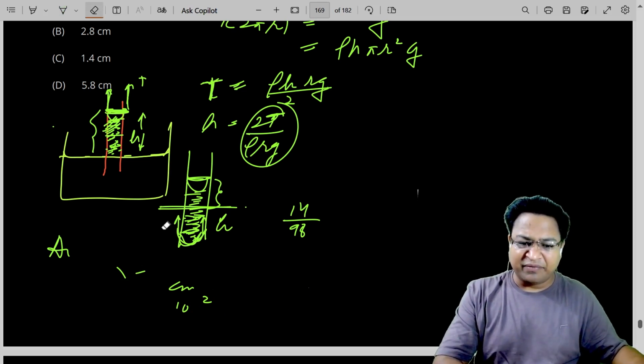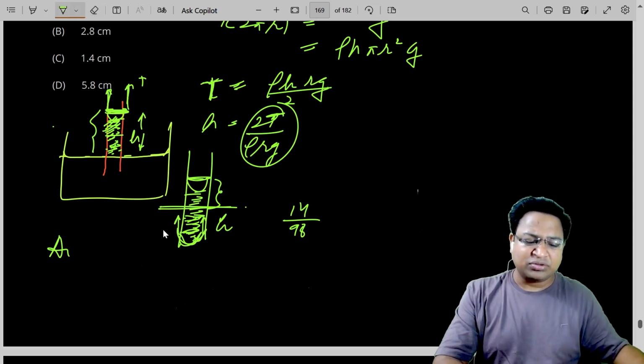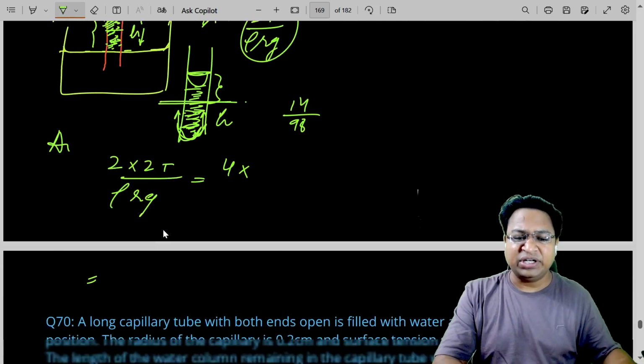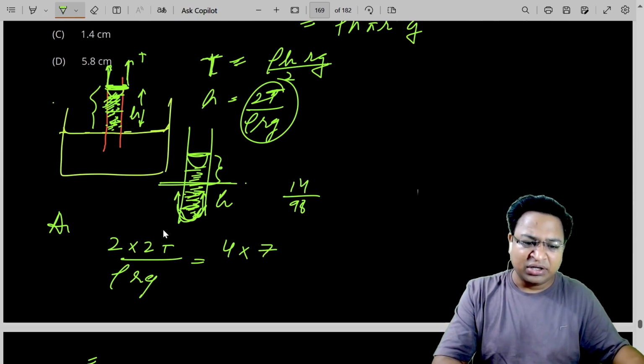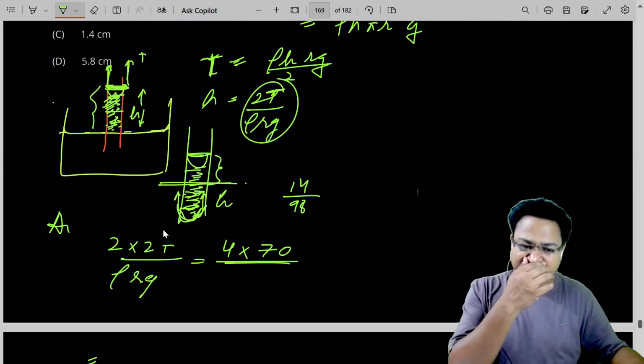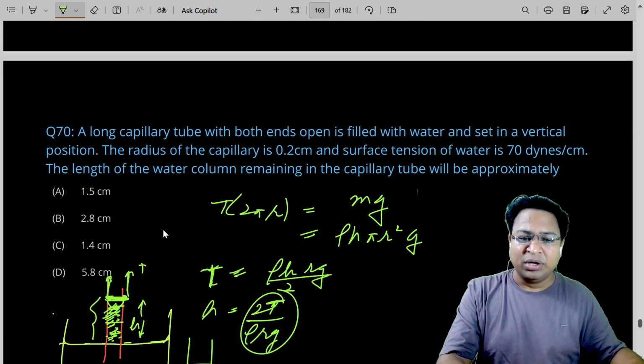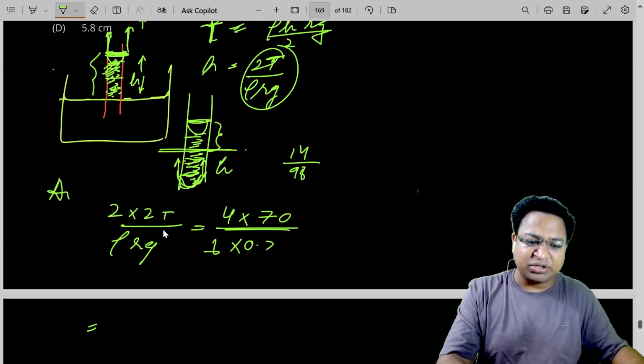And this time I'll keep everything in dyne and centimeters, like in the CGS units. Okay. So the answer that we are looking for is 2 times of 2T by rho r g. Okay. So 4 into the tension, which is given to be 70 dyne per centimeter. So we are fine with that. Density is 1 in CGS units. Radius is given to be 0.2 centimeter. It is already in centimeters, so I will just keep it like that. And g will become 980.